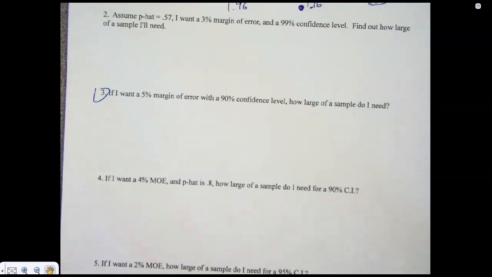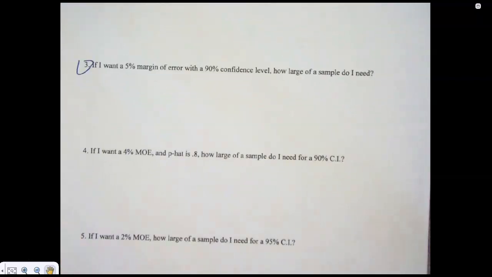So right away, reading through number 3, what's missing? P hat. Sometimes they don't give you P hat, and that's a very real life situation. I don't know P hat. Like yesterday, you guys asked that yes no question. Do you really know what your P hat's going to be? Might have a general idea, but you don't really know. So where would you choose that is the safest?